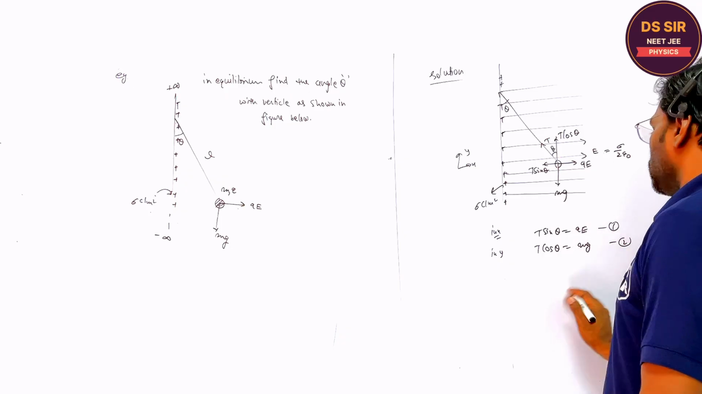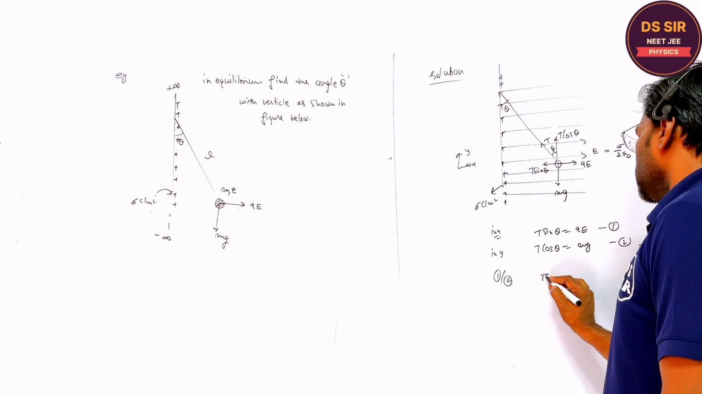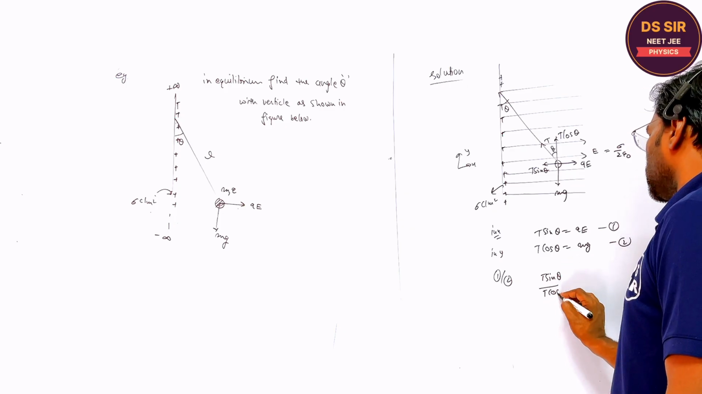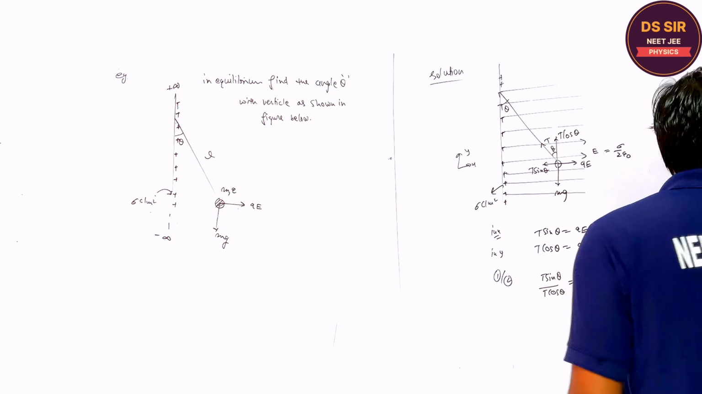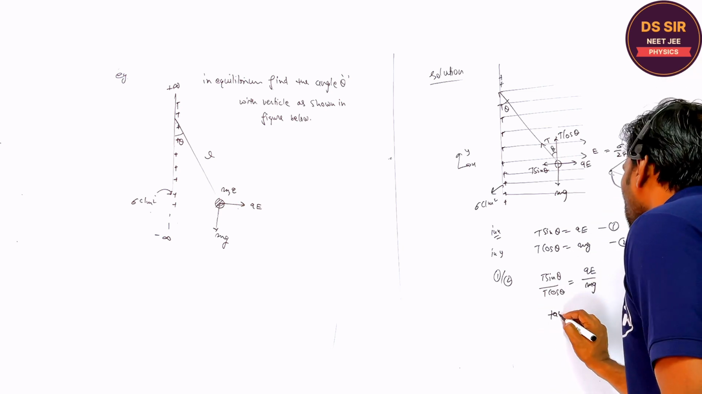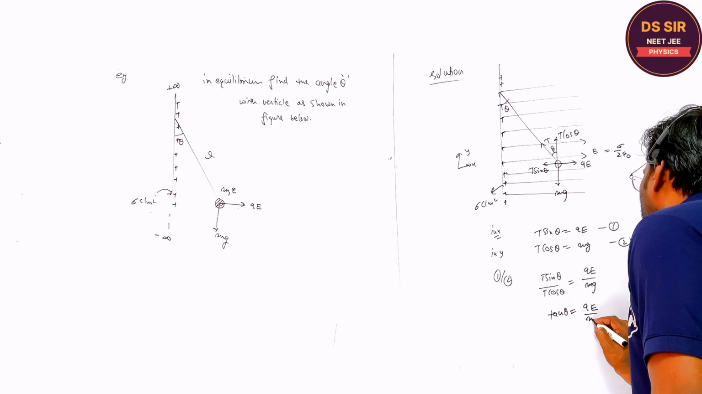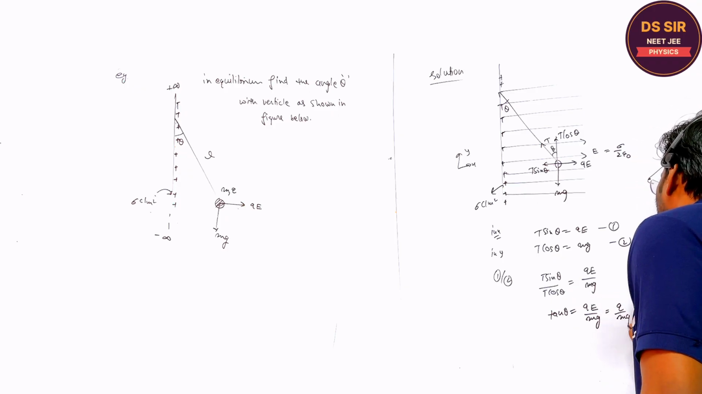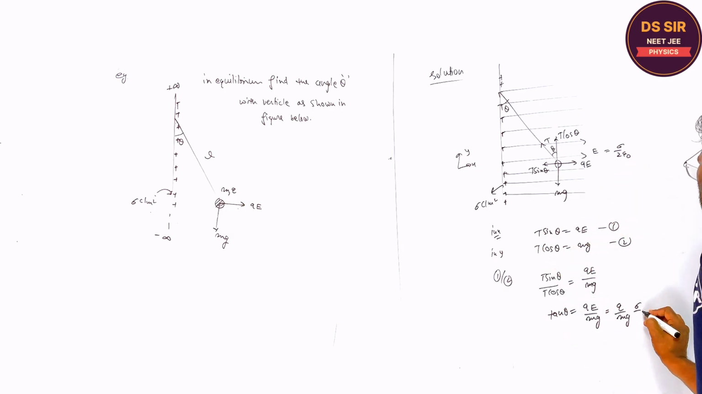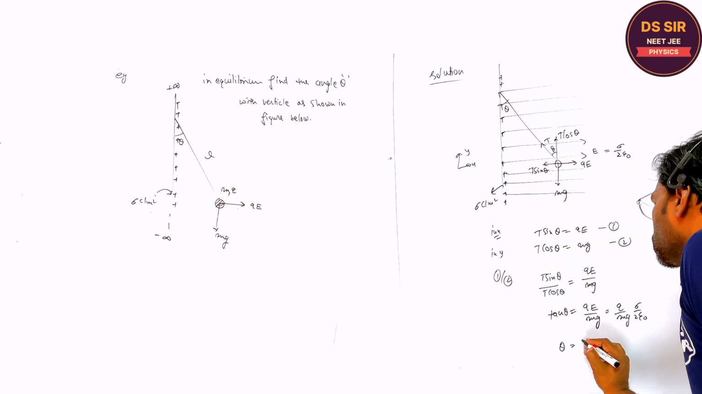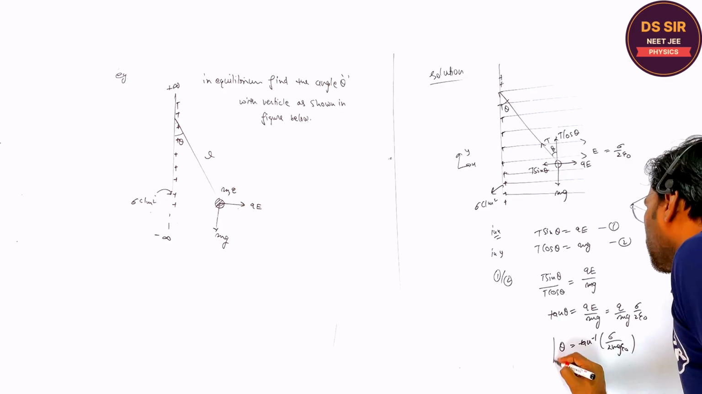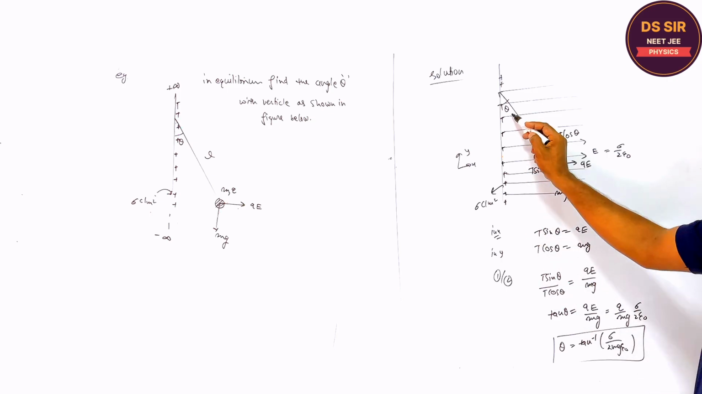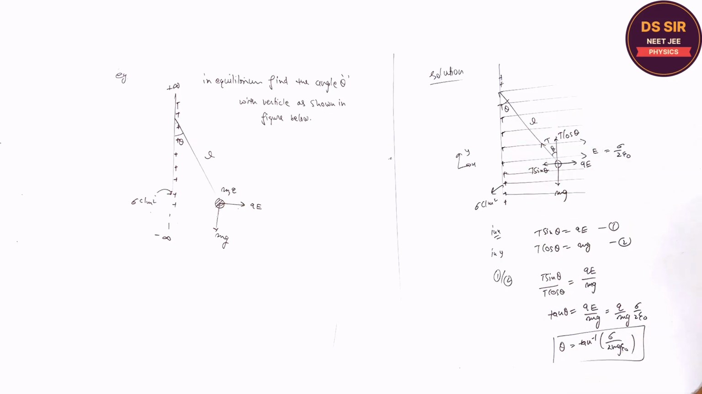These are equations 1 and 2. If you divide 1 by 2, T sin theta divided by T cos theta equals QE upon mg. So tan theta is equal to QE upon mg. The electric field is sigma upon 2 epsilon naught. So theta equals tan inverse of q sigma upon 2 mg epsilon naught. This is the angle made by the string with the vertical. In this way you can solve many questions, right? Copy this.